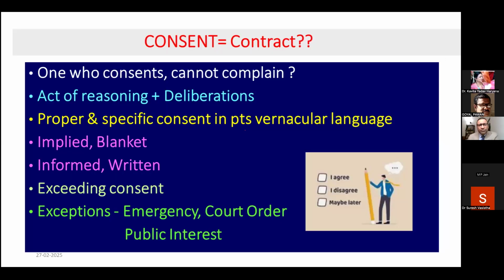So one more last important thing is consent, whether consent is a contract. So the question is there. A consent is an act of reasoning and deliberation, so it should be given with proper knowledge. There are certain gray areas whether pre-printed forms should be used.